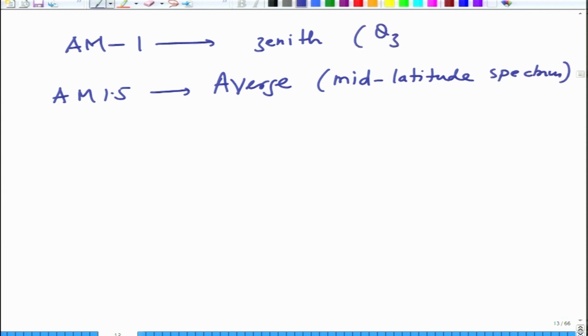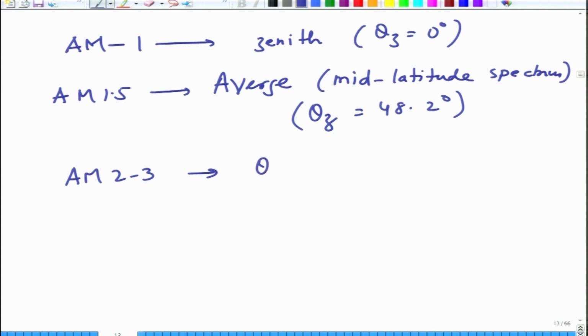So, AM 1 means theta z is equal to 0. Okay. AM 1.5 means theta z is equal to nearly 48.2 degree. AM 2 to 3 is about theta. So, AM 2 is about, you can see that cos theta will be equal to 1 by 2 for 60 degrees. So, AM will be 2, so it will be 60 degrees, not percentage, I am sorry. Whereas AM 3 would be at about 70 degrees, okay.